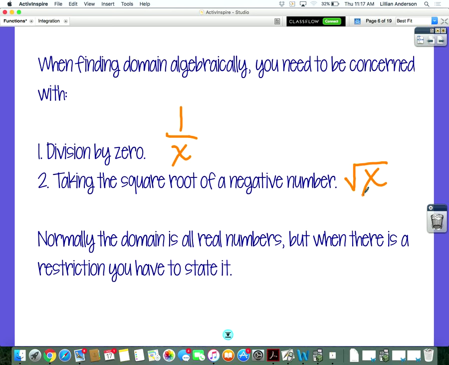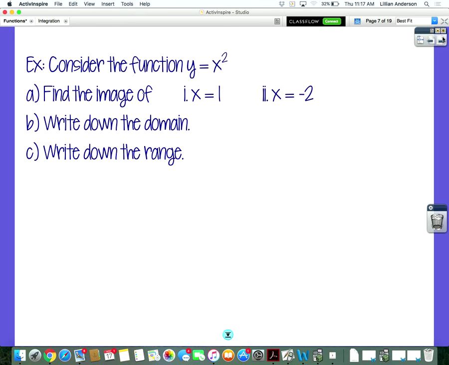Okay? And there is a way to represent all real numbers instead of just putting the words all real numbers. What is the symbol to represent all real numbers? It is the R with the double bar. Okay? So do not forget about that from your number and algebra. Questions? That's real.